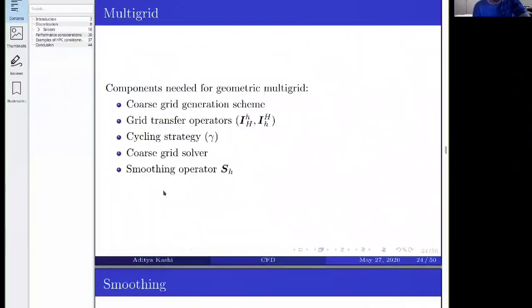We need a good coarse grid solver. Once we get to the coarsest level, we need to be able to solve the problem on that coarse grid, and it may not necessarily be obvious how we are going to do that. So that's also a component that needs to be developed. And finally, we need the smoothing operator, because that's the main thing doing all the work, which is damping the discrete high frequencies on every grid level. That's how we attack every single error component. The different grid levels will be attacking different error components and damping them.